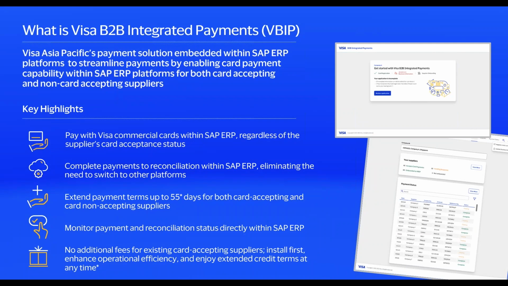So what is our B2B integrated payments? It's built through our Asia Pacific hub, and you can pay with a Visa commercial card within the SAP ERP, regardless of the supplier card's acceptance status, as I said. You can complete payments to reconciliation within the ERP, eliminating the need to switch to other platforms or to upload or download data. You can extend payment terms up to 55 days. That depends on your specific bank issuer, but generally 55 days for both card accepting and card non-accepting suppliers. So you can make use of that working capital benefit. And you can monitor payment reconciliation status directly within the platform. There's no additional fees for existing card accepting suppliers. Install first, enhance operational efficiency, and enjoy the extended credit terms. If you've got an existing Visa corporate card, you can load that on, and if you don't, you can speak to your issuer to get a Visa card.